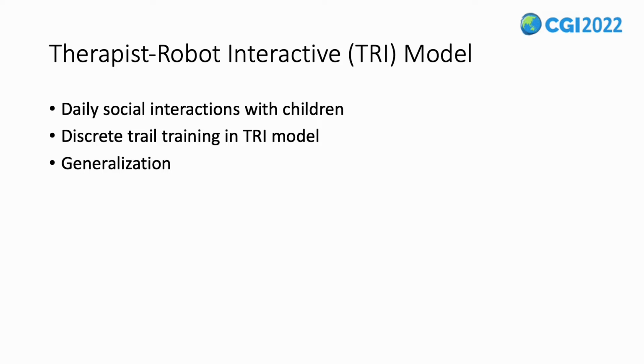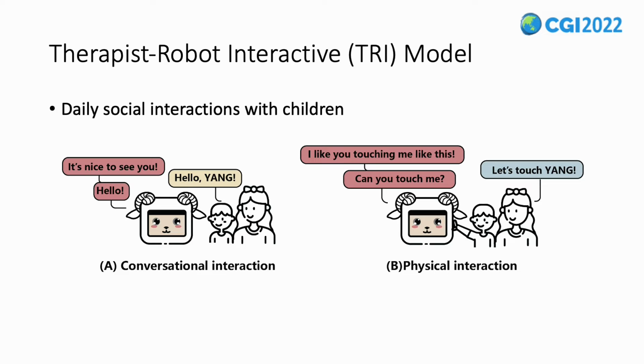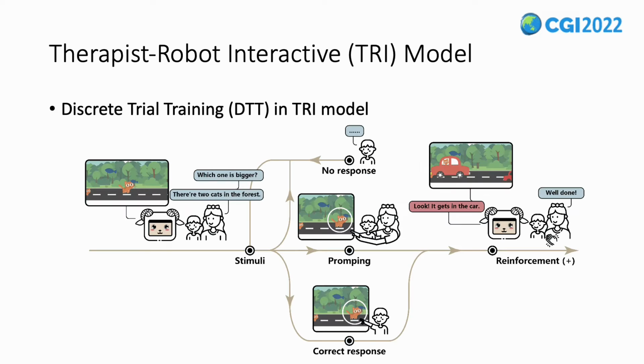Our interaction model includes 3 parts: daily social interaction with children, discrete trial training, and generalization. As I mentioned, the robot plays the roles of the child's buddy. During the daily social interaction, the child can have conversational interaction with Young. Also, through verbal guidance, the autistic child can also have some physical interaction with Young, such as hugging, head touching, and so on. In the process of skill learning, we incorporated Young into discrete trial training methods.